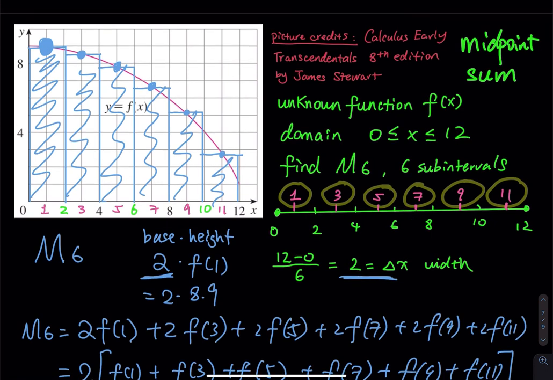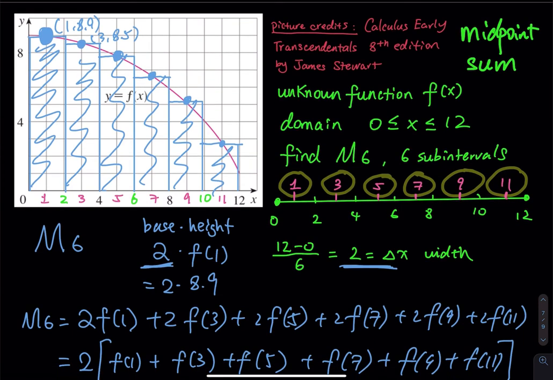So that means for each point, you have to tell me the coordinate. You have to tell me the xy coordinate. The first one is 1, 8.9. The second one is when x is equal to 3, y is equal to 8.5, and so on and so forth. But on the test, how do you guess the value? Because if you say y is equal to 8.4, then your answer is not going to match mine.